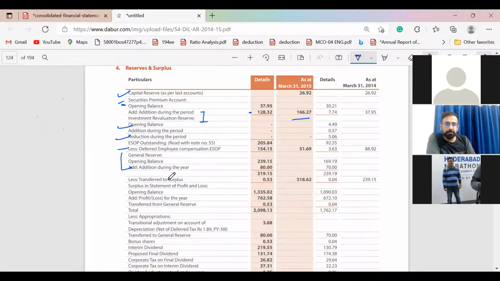Then if you see further, general reserve balance is given here, right? General reserve opening balance is given, 239. Then addition made during the year, that is 80.